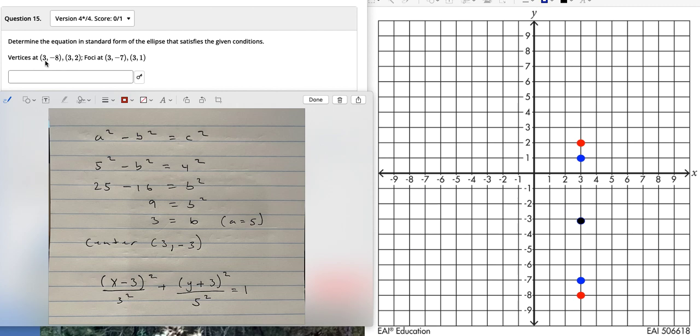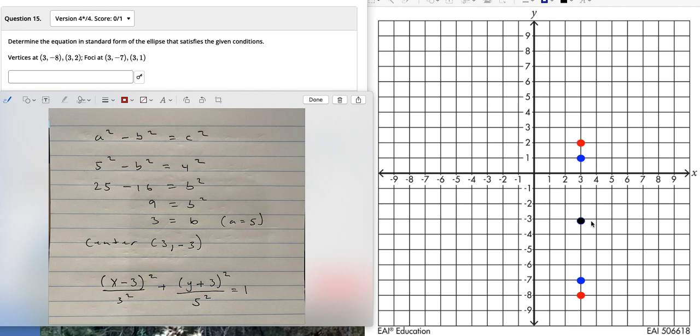I graphed the vertices, so 3, -8 is that red one, and then 3, 2 is that one, and same thing with the foci, and those are the two blue dots. So if I didn't want to graph this, I could note that all these have x equal to 3, which means everything has to be running up and down along x equals 3.